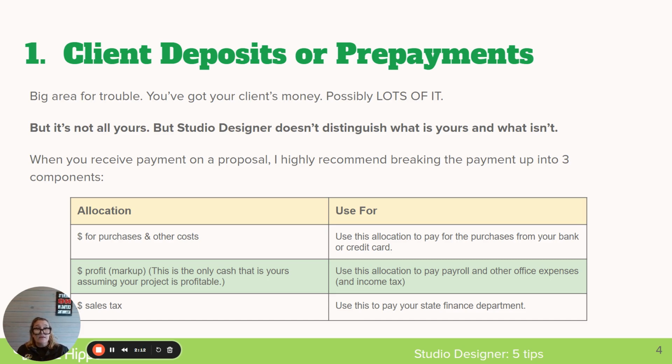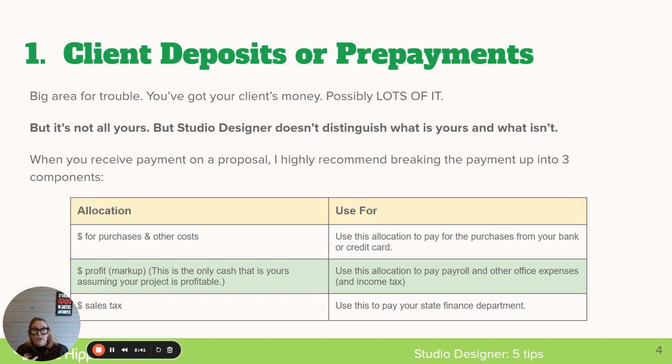For instance, the profit on that job is yours, but the sales tax and what you need to purchase the product is not. So I highly recommend when you receive a payment on a client proposal that you break it into 3 components. One component to purchase the product, another component of your expected profit, or in Studio Designer speak, your markup, and the sales tax you've collected.